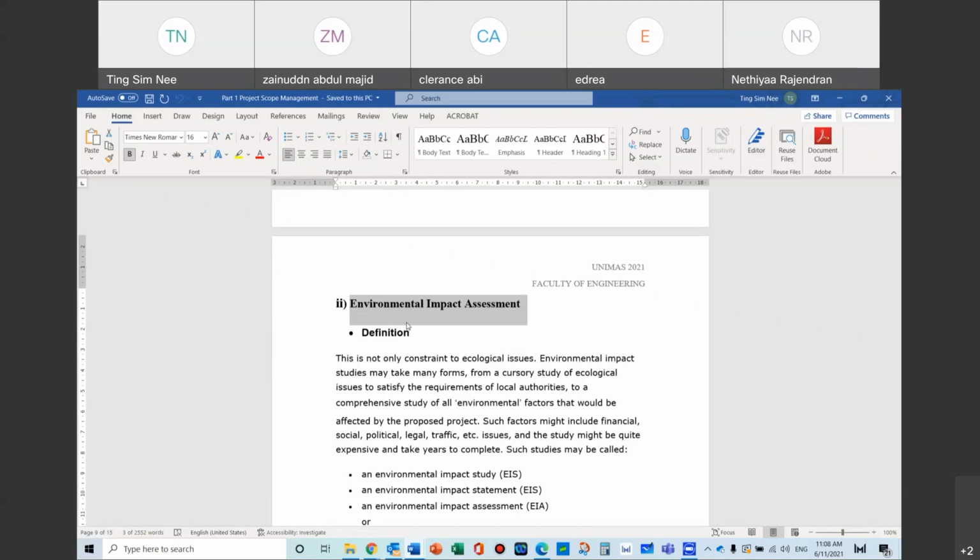Obviously, EIA is used a lot in environmental bodies like the Department of Environment, DOE, NREB. These people keep saying you must do your environmental impact assessment, so a lot of us think of it as just studying environmental issues. But if I do a project of 10 million and above, I need to do an environmental impact assessment.